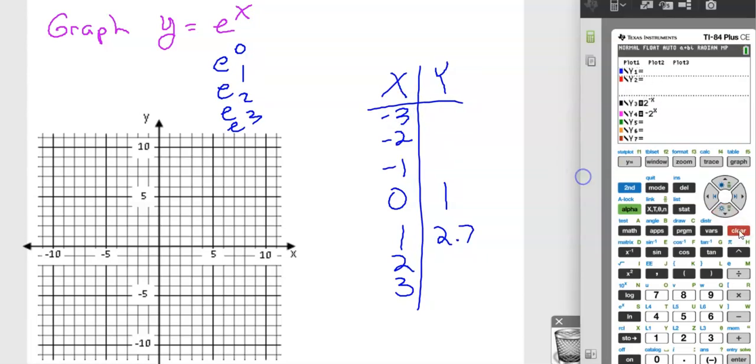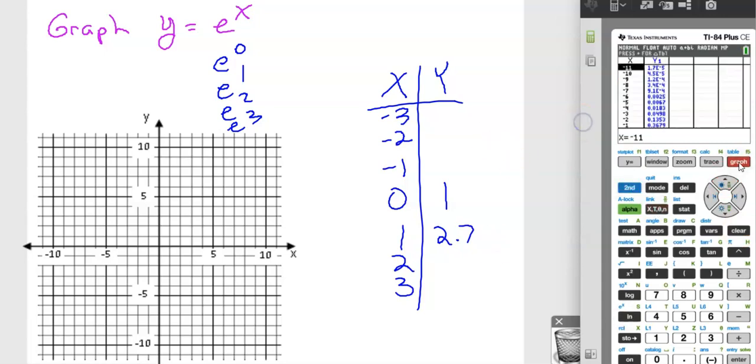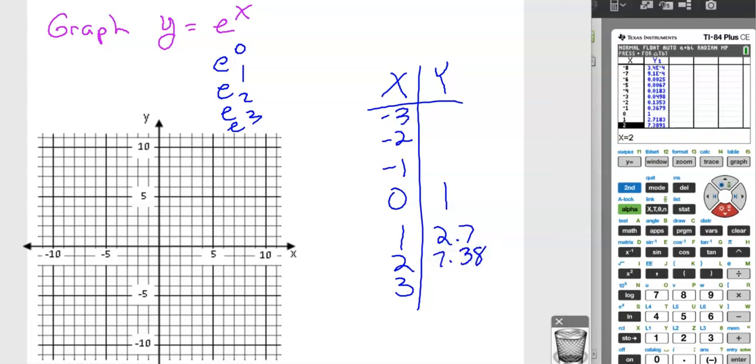Let me clear out all these values I made up from the last video. Here I have y equals e to the x power. Looking at the table, e to the 0 power is 1, and e to the first is 2.7. E to the second is 7.38. E to the third is 20.1, which is too high for most of the graphs we're ever going to do. But negative 1 is 0.36, and negative 2 is 0.1.